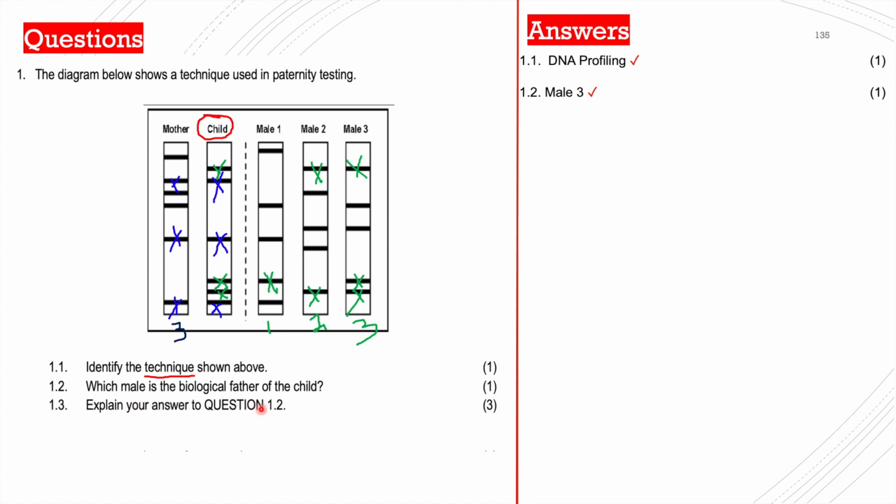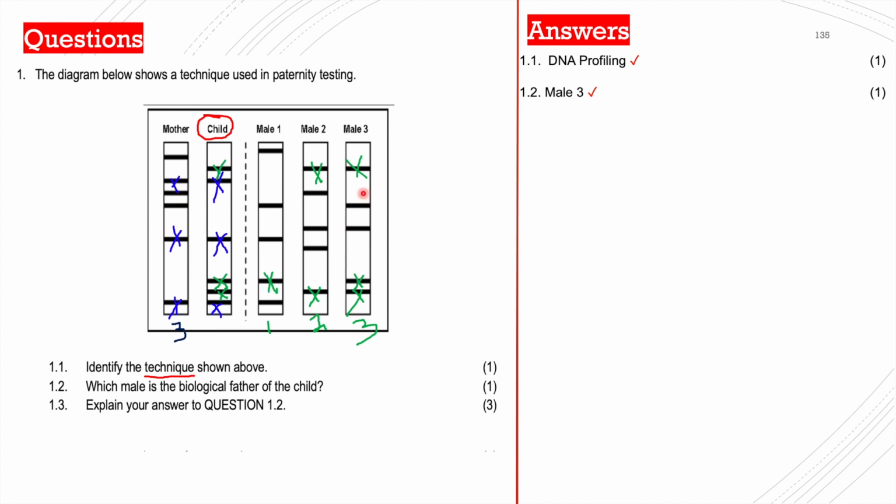The following question is a bit obvious. Explain your answer to question 1.2. Okay? For 3 marks. Now, what you will not say is that the DNA of male 3 matches the DNA of the child 50%. Do not say that. We see that response a lot at the marking center, but it is incorrect, guys. Why is it incorrect? When we're looking at this given diagram, what we see here is not the DNA. You don't see the DNA when you're looking at this.